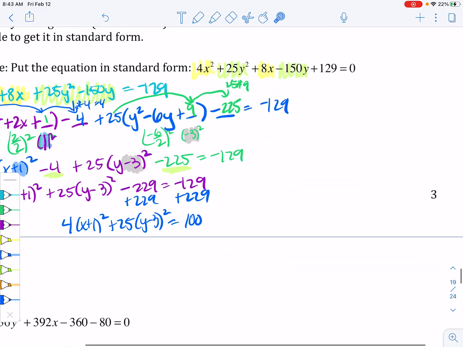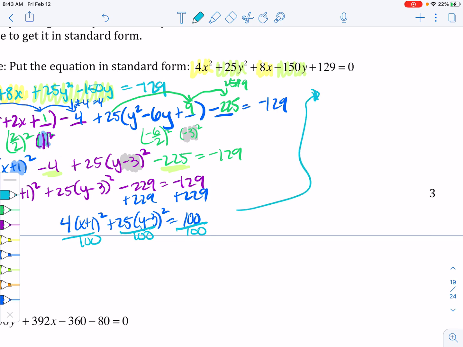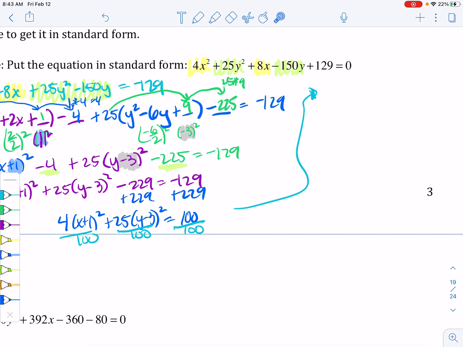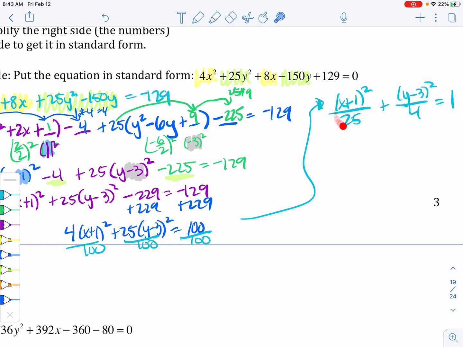So in order to get this equal to 1, we're going to divide each thing by 100. If you do 4 divided by 100, that gives you 1/25. So this will be x plus 1 squared over 25 plus, and then if you do 25 100ths and reduce that, that gives you 1/4. So this will be y minus 3 squared over 4. And then 100 divided by 100 is 1. So now we've changed it from this general form to the standard form where we can tell where our center is located.